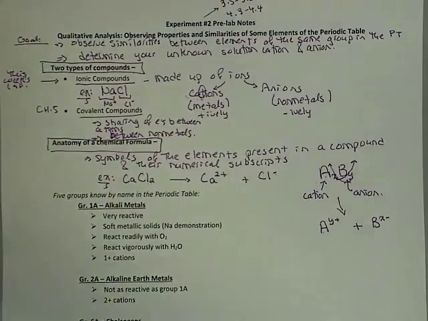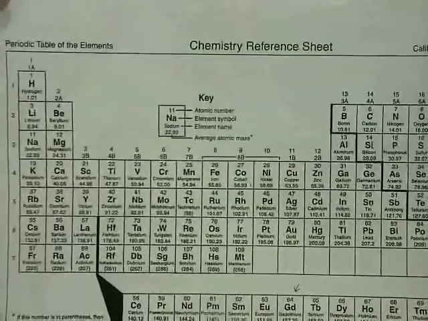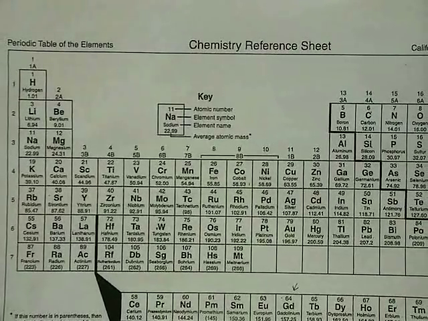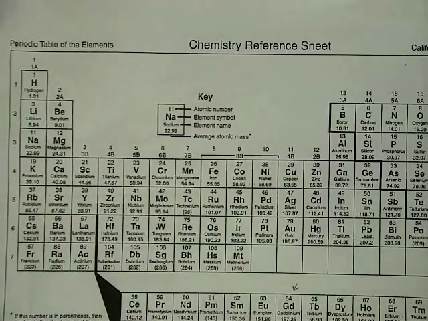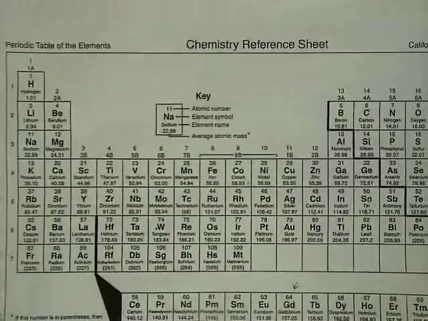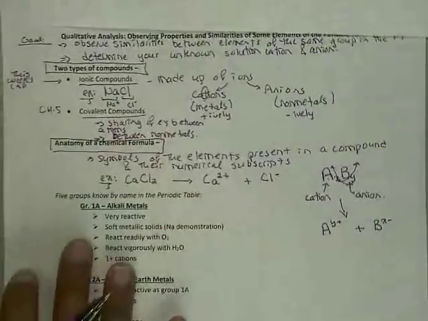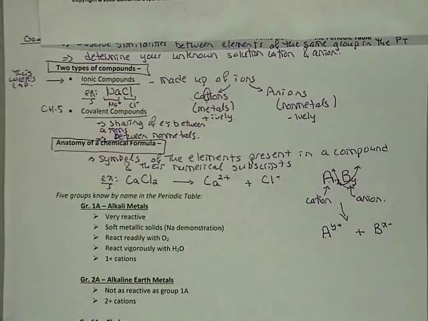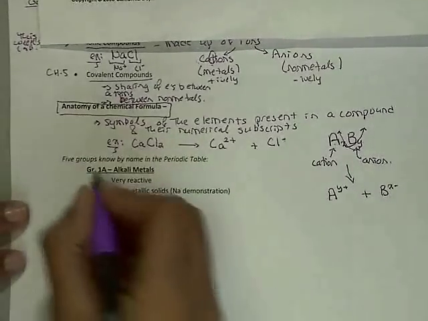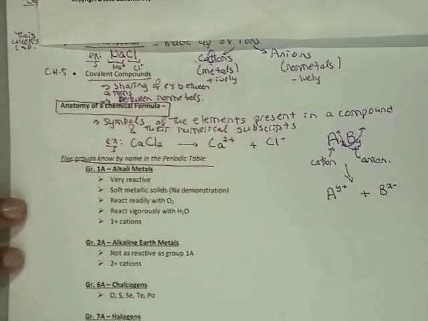So let's take a look at the periodic table. You were all given this periodic table the first day of lecture. If you don't have one, we have a stack in the lab, and there's always one in your textbook. So pull out your periodic table and set it aside while we go over some of these groups. There are five main groups that are known by name in the periodic table.